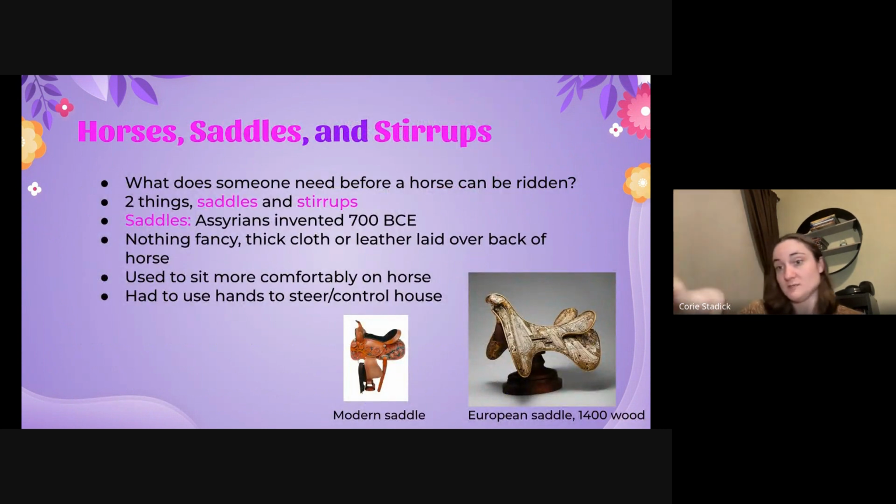All right, so if you're a horse person, you probably know this. But you need saddles and stirrups. So saddles, those were invented by the Assyrian Empire at about 700 BCE. Again, if you don't know where Assyria is, that is in modern day Iraq area in the Middle East. There wasn't anything fancy about them. There was just a thick cloth or piece of leather laid over the back of the horse, and it was used to sit more comfortably on the horse. Because if you ever sat on a horse bareback, it's very bony and bumpy. And the person riding it had to use their hands to steer and control the horse.